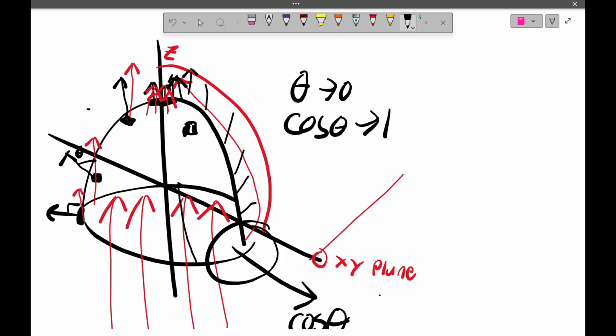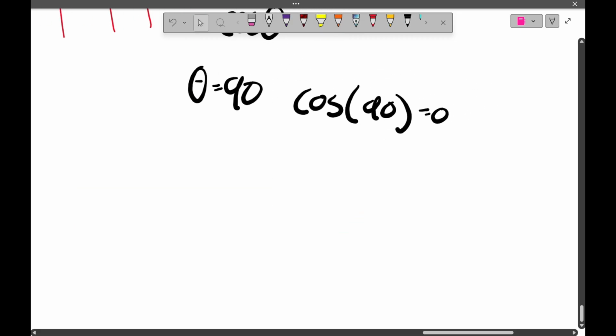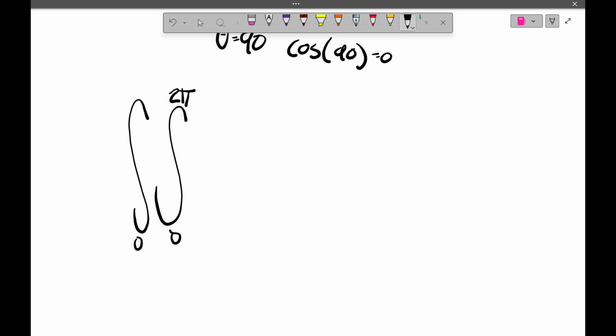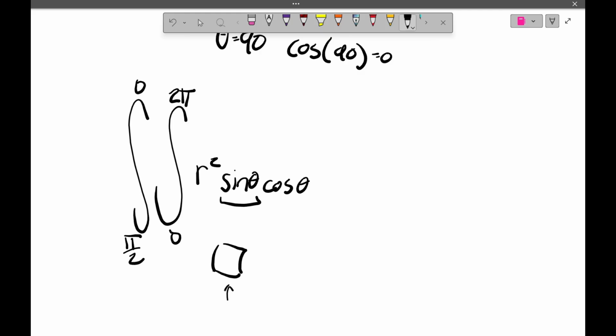So the last thing we have to do for this problem is say, okay, 0 to 2 pi, pi over 2 to 0, r squared sine theta cosine theta. The sine theta accounts for the arc width of the infinitesimally small section, growing smaller as it approaches and converges on the z-axis.